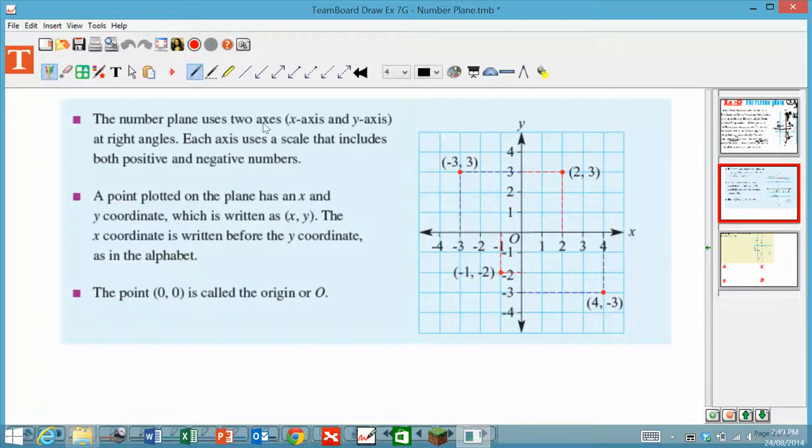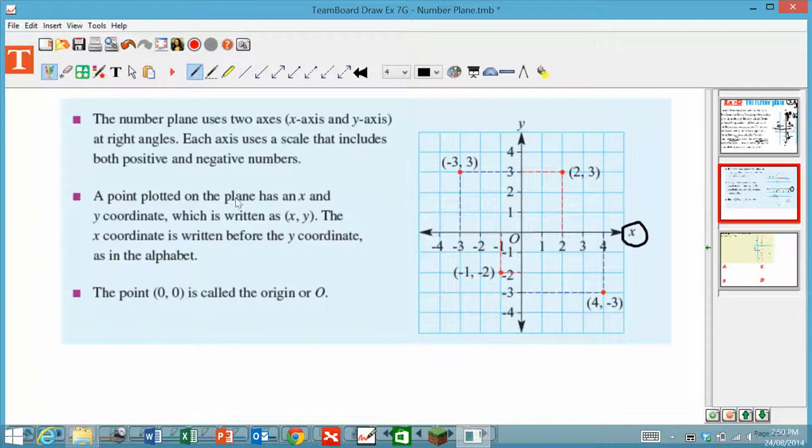So the number plane uses two axes, our x and our y. Our x is always the horizontal line, and if you can't remember the difference between horizontal and vertical, think horizon. Horizontal, horizon. If you're looking at the horizon out in the distance, that is your x-axis. They are at right angles. Each axis uses a scale that includes both positive and negative numbers. So x and y are positive out this way and upwards, and negative is to the left and down.